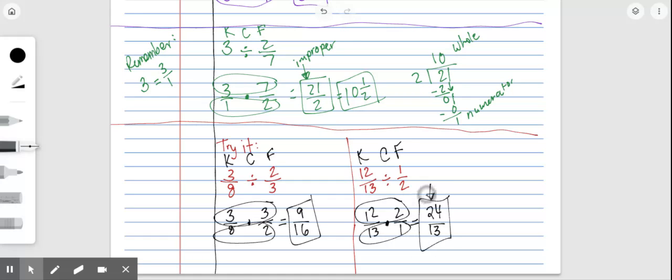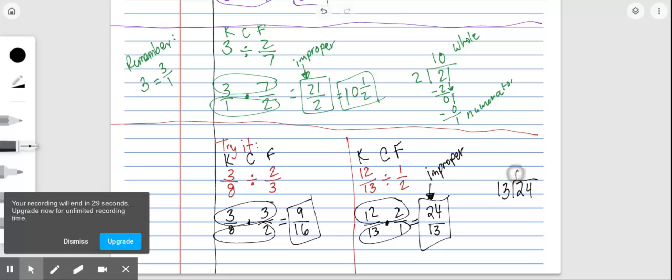However, the numerator is bigger, so this is an improper fraction. So we can reduce it by doing division. So I do 24 divided by 13. 13 doesn't go into 2. 13 goes into 24 just one time. 13, subtract. 4 minus 3 is 1. 2 minus 1 is 1.